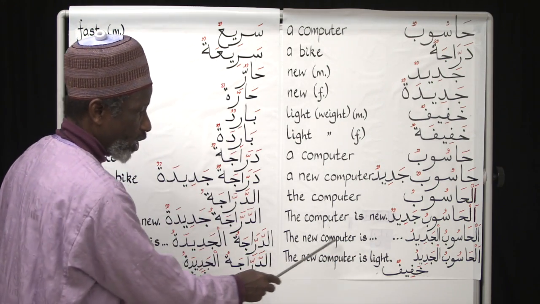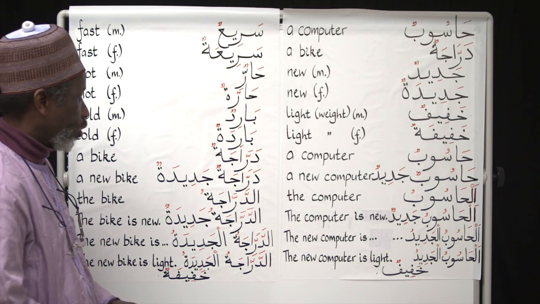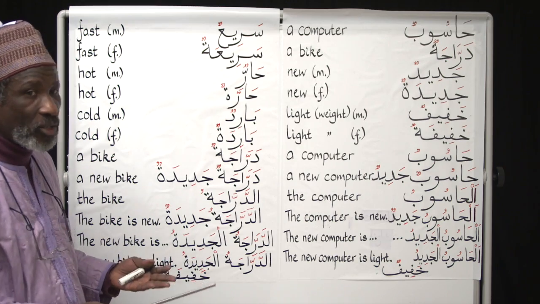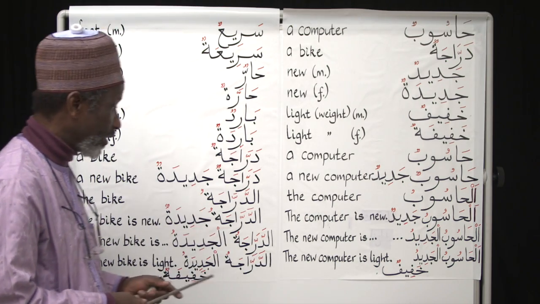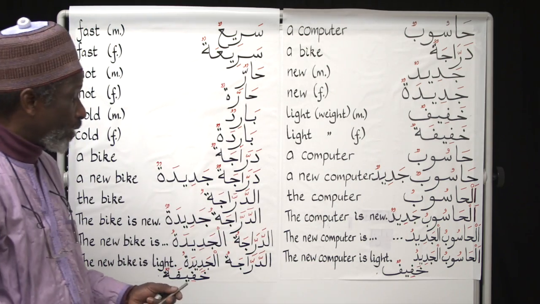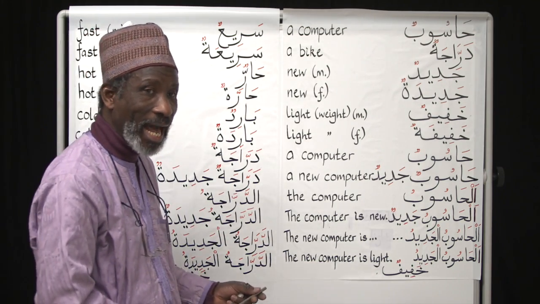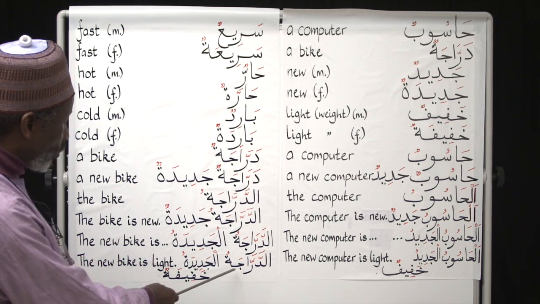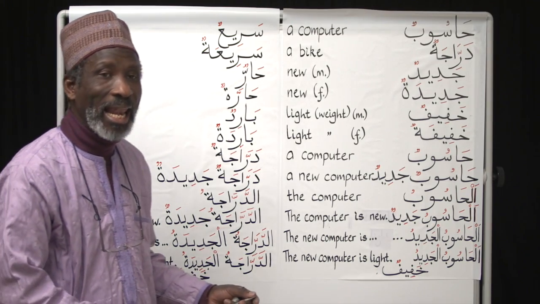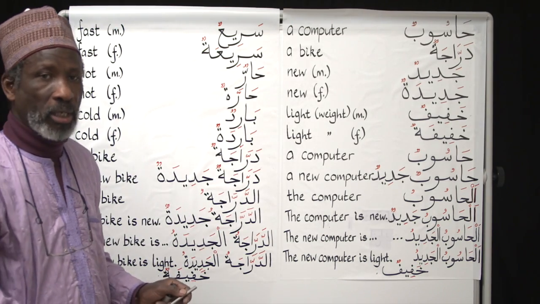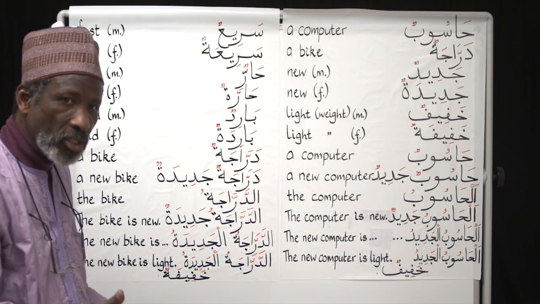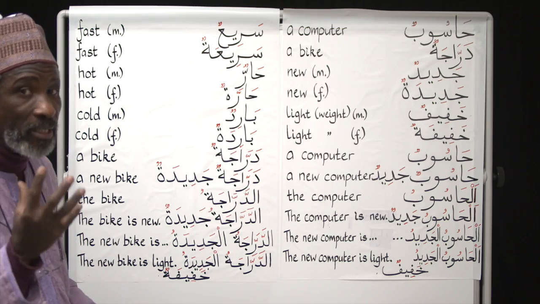Al-hasubul jadidu, the new computer is, equivalent is ad-darajatul jadidatu, the new bike is. We have to complete that sentence by saying al-hasubul jadidu khafifun, the new computer is light. And here, ad-darajatul jadidatu khafifatun, the new bike is light. That is the structure that you need to really try hard to listen to, watch it over and over again to get the principle.